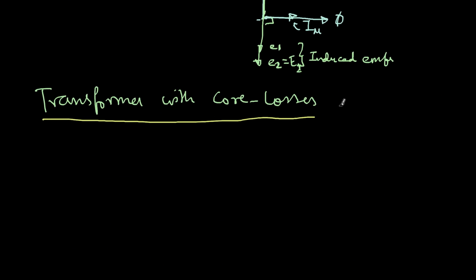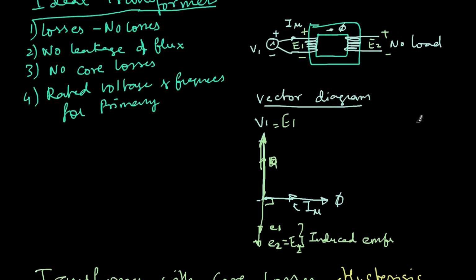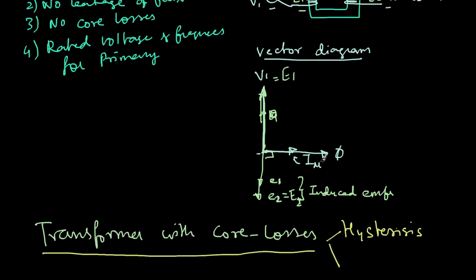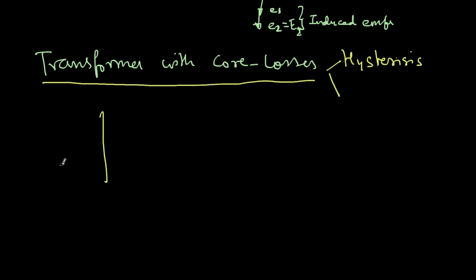So basically the core losses are of two types. One is hysteresis. We cannot do anything about this hysteresis loss except choosing a better material, because hysteresis loss is a function of the material. If you have materials with different BH curves, the BH curve is something like this. This is the flux density, and this is the magnetic field intensity. As I increase the magnetic field intensity, the flux density increases and saturates, then again it comes back. Let's say this is for material A.